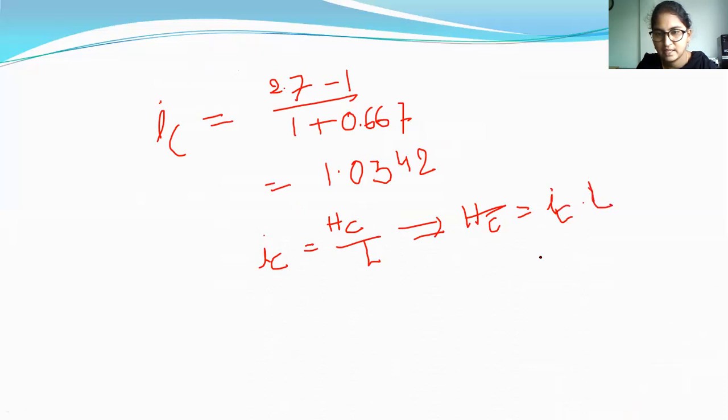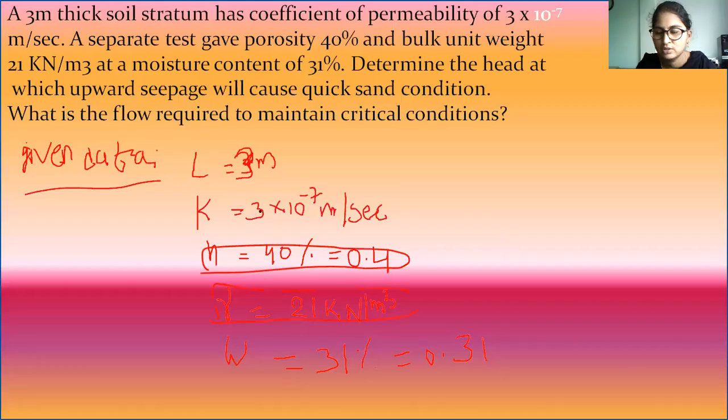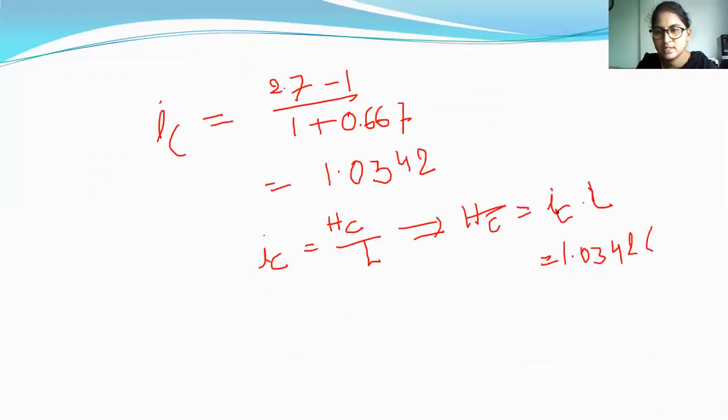I suffix C we have already calculated, and what is the value of L? That is given in the problem. Length L is equal to 3 meters. So now we can substitute length L is equal to 3 meters. So what is the value of H suffix C? 3.103 meters.